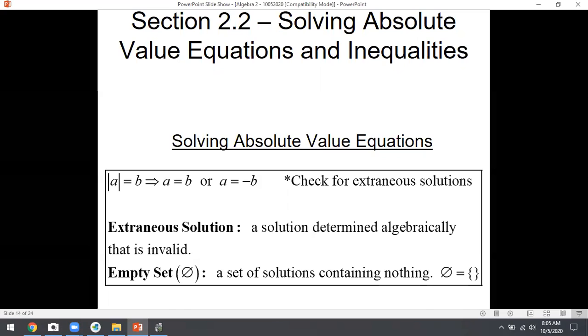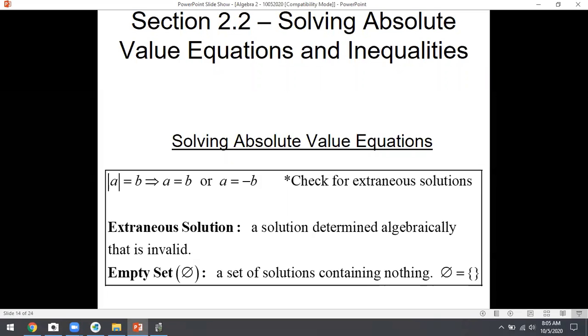So key ideas on this, solving equations, whatever it is, have it equal that number, but also have it equal the negative value of that number. And go back and check your answers. You might have an extraneous solution, something that doesn't actually work, or sometimes you might have no solution. It just depends on the case. It's not that complicated after that. Inequalities are a little bit more tricky, so this is the easy one today.